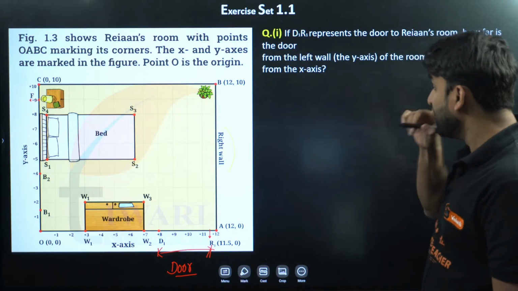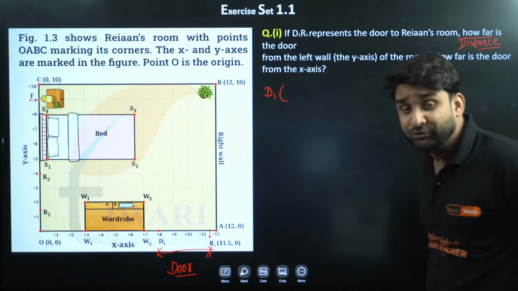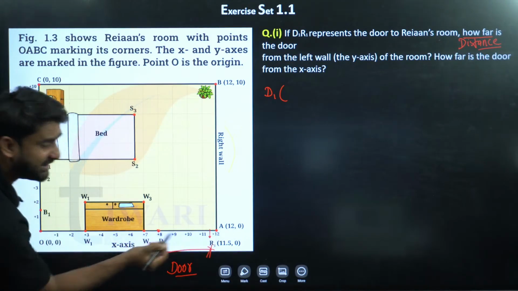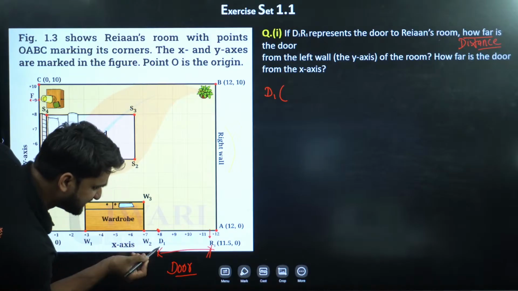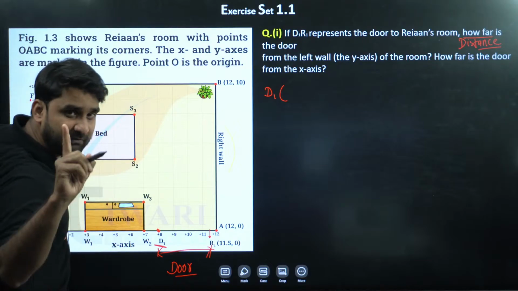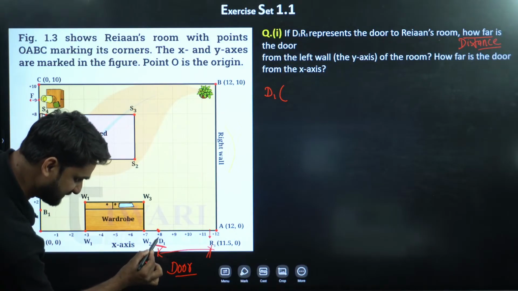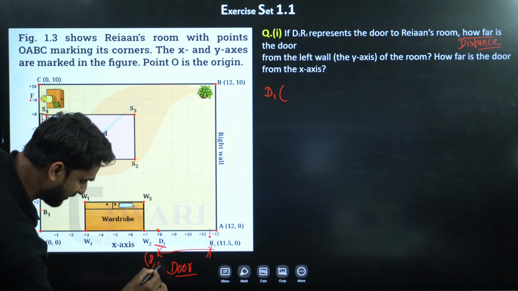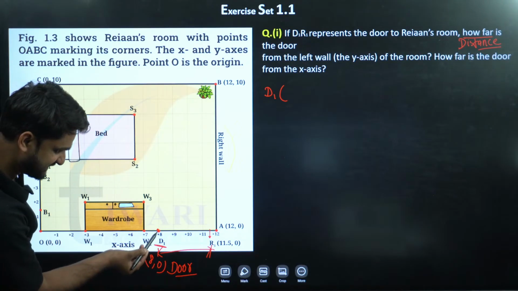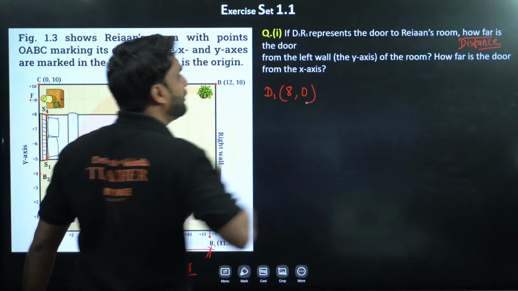So let's find out. If I ask you the coordinate of D1, what will it be? Please focus. The D1 point is itself on the x-axis, so the y coordinate will become 0, and the x coordinate will be 8, because this is plus 8. So we can write here the coordinate of D1 will be (8, 0).